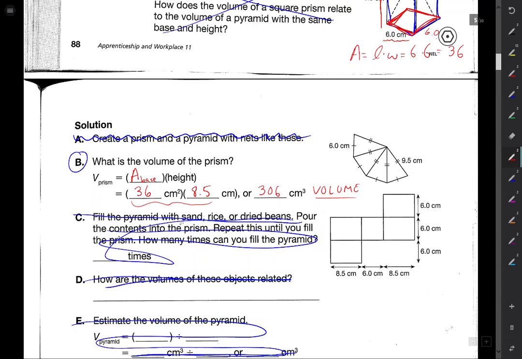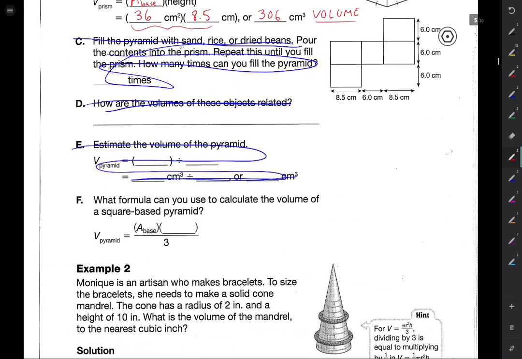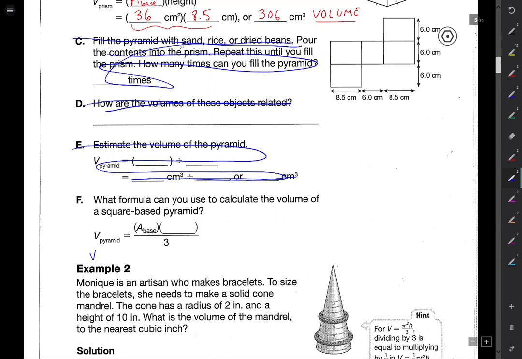Now remember, the volume of a prism is always going to be the area of the base times the height. But now let's look at the volume of a pyramid or of a cone formula. Both of these are going to be the same. So pyramid or volume of a cone. A pyramid and a cone are very similar shapes.